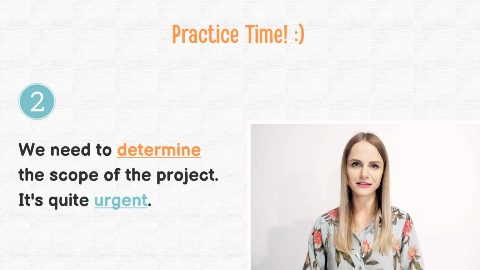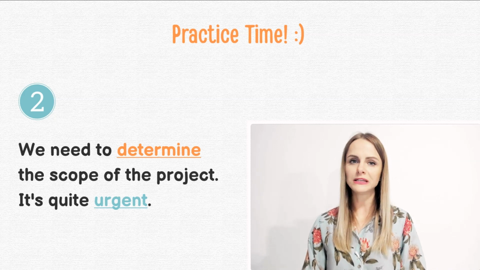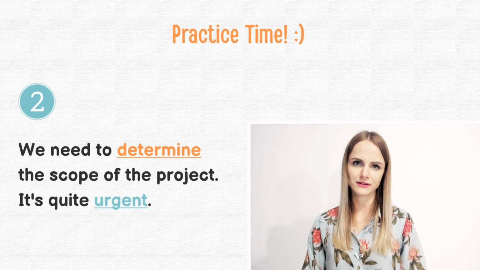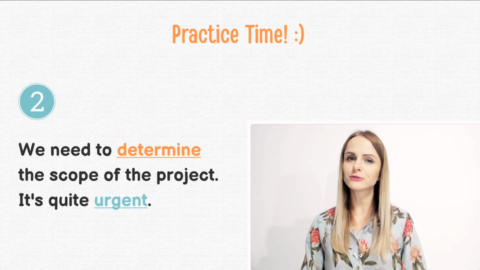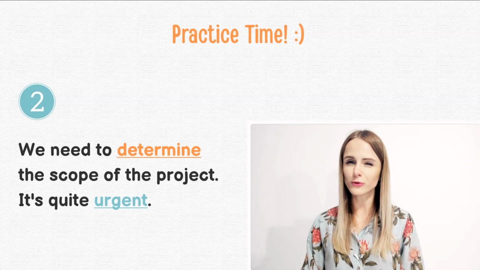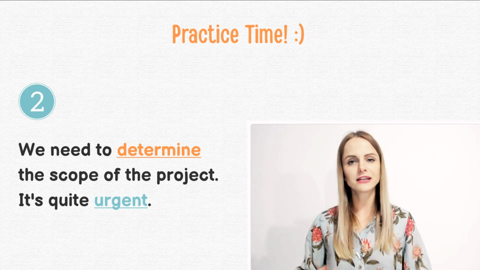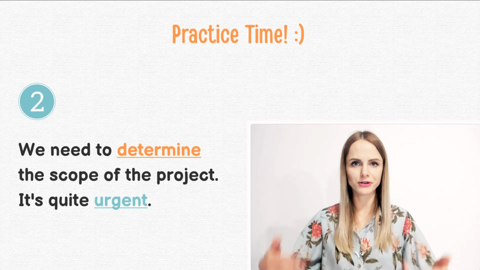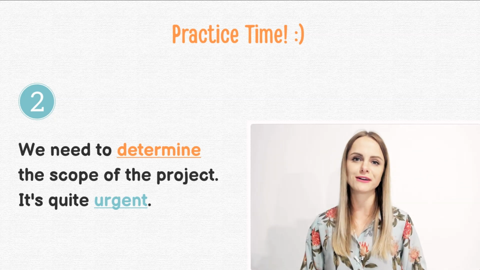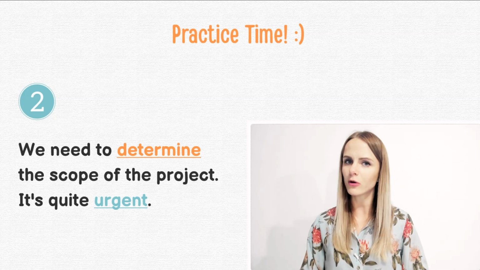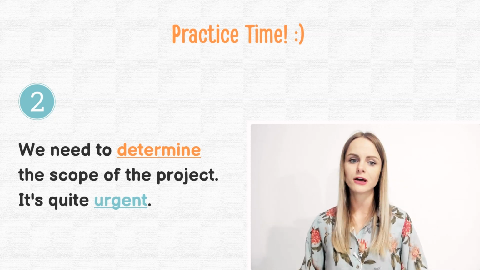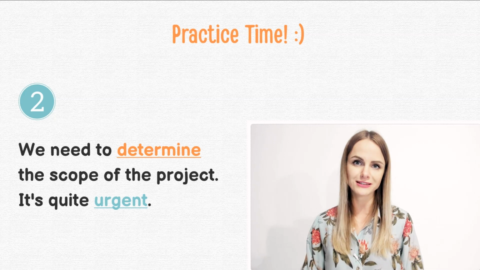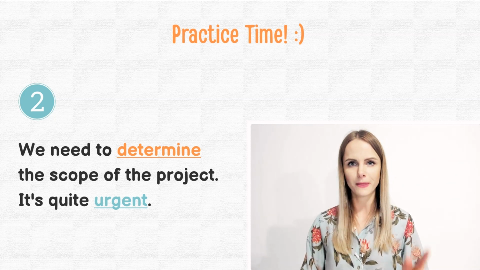try to pronounce this sentence. And now let's read it together. We need to determine the scope of the project. It's quite urgent. Once again, we need to determine the scope of the project. It's quite urgent. Again, if I'm not giving you enough time and space to pronounce these sentences, remember you can always stop the video. I will read it once again, perhaps, so that you could repeat. We need to determine the scope of the project. It's quite urgent. Number 3.